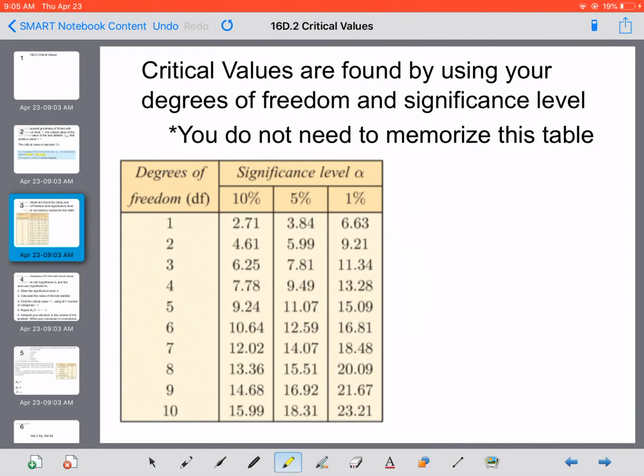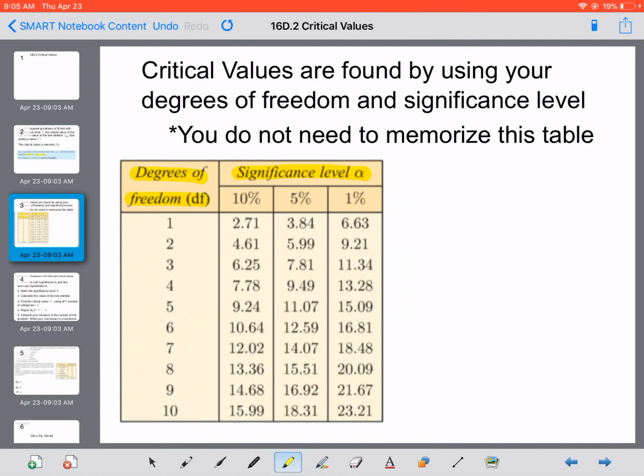So our critical values, in order to find them, here is the table. And like I said, you do not have to memorize this. This table will either be given to you or they will just physically tell you what the critical value is within the problem. But notice what it uses. You have to use your degrees of freedom and your significance level. So our degrees of freedom, remember, is our number of categories minus 1. And then you're given your significance.